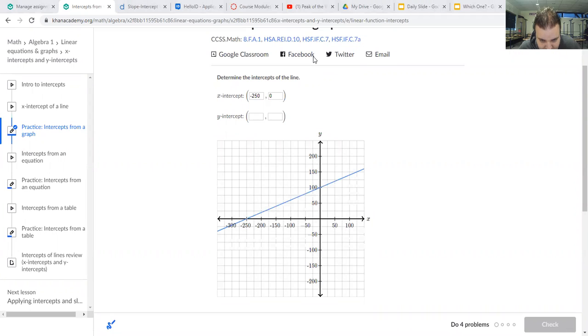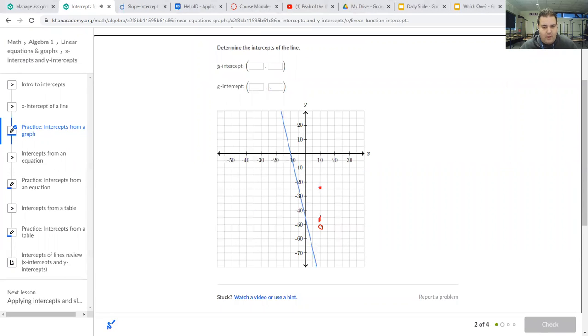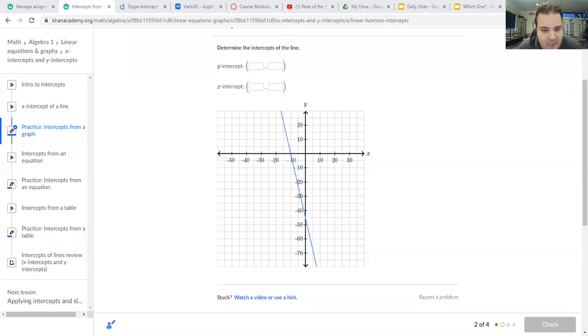The y-intercept is up here this time, and it's at that point right there. So what's our x value? Our x value is right here, 0. And the y value is up at 100. Do another one here. I probably won't draw on the screen because it's easier just to point. The y-intercept is down here. So our x value is 0 and our y value is negative 45.